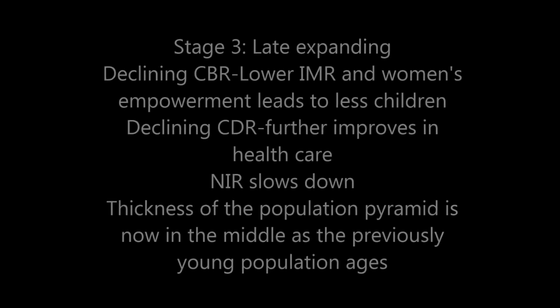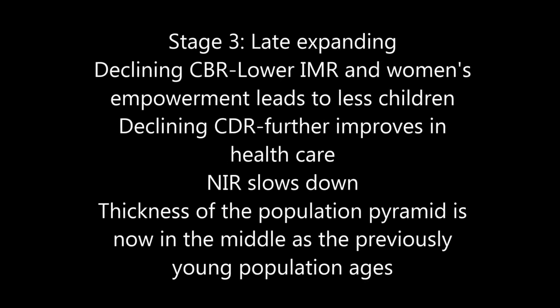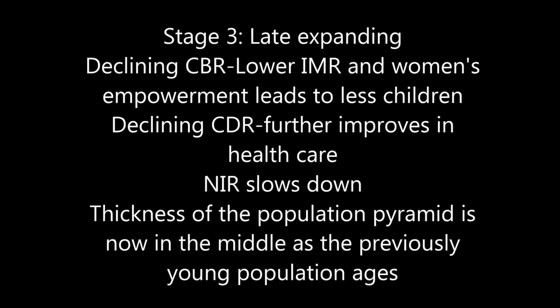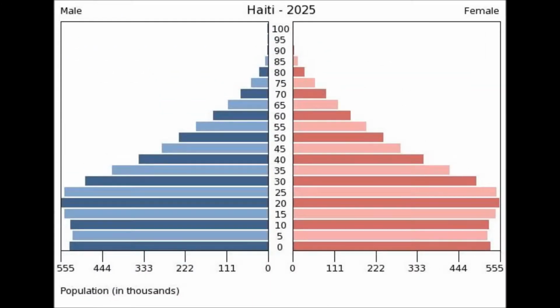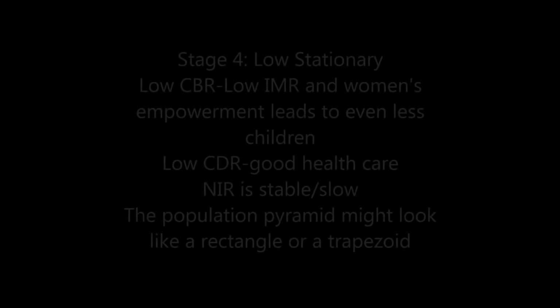Stage 3 is late expanding. There's a declining CBR because of low IMR, and women's empowerment leads to fewer children. There's a declining CDR because of further improvements in healthcare, and the NIR slows down. The thickness of the population pyramid moves up as the population ages.